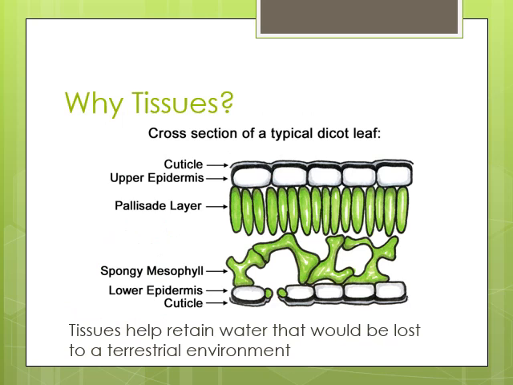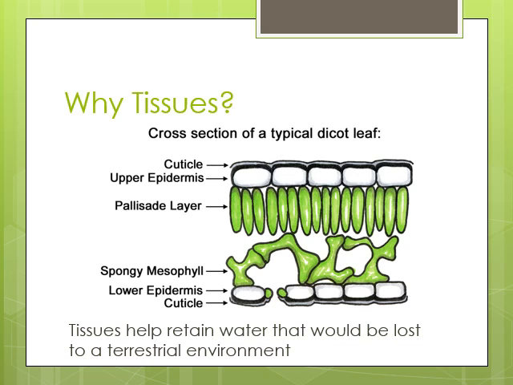The big reason plants have tissues is to help them retain water. See, that was the big issue with plants. They came out of the sea, and when they came out of the sea, they dried out and died. It was only those plants that were able to surround themselves with other cell types that could prevent water loss that survived.